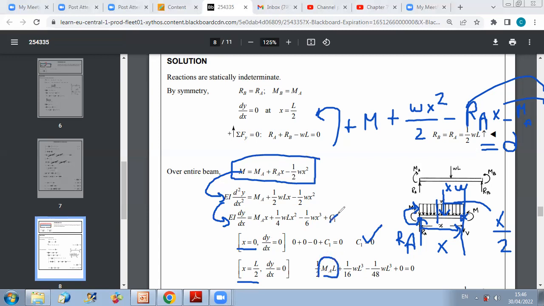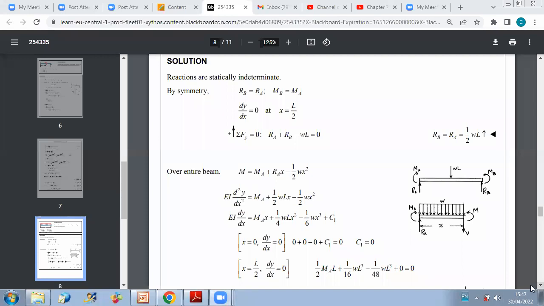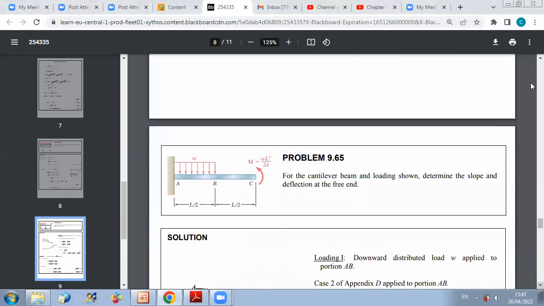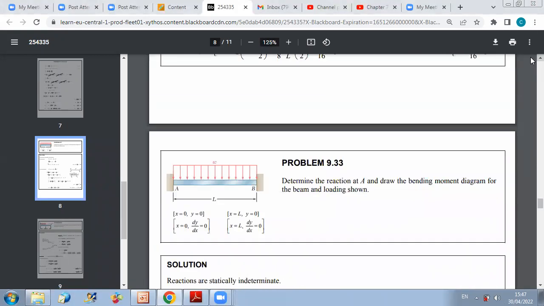Okay, because now if C1 is 0 from the first boundary condition, let me use now the symmetrical condition that at x equal L over 2, dy by dx is 0. Then I get an equation where the only unknown is MA. This will allow me to solve for the reaction moment at A. Once I am done here, knowing the value of MA, I know the equation of the bending moment. So the bending moment will be equal to minus 1 over 12 omega L squared plus half omega L x minus half omega x squared. So I can now draw the diagram of moments. And here in this problem, what I was asked for is just to determine the reaction at A and to draw the bending moment diagram. So I already found the moment at A, okay?